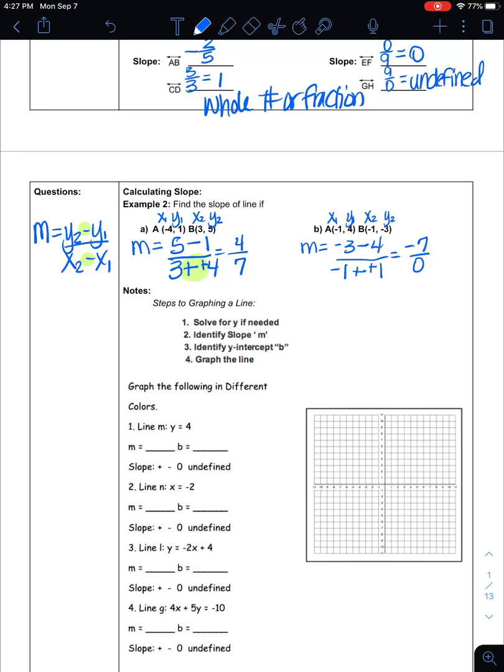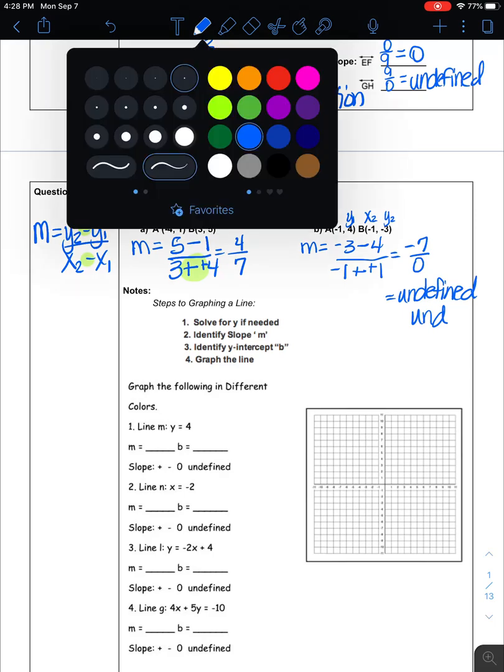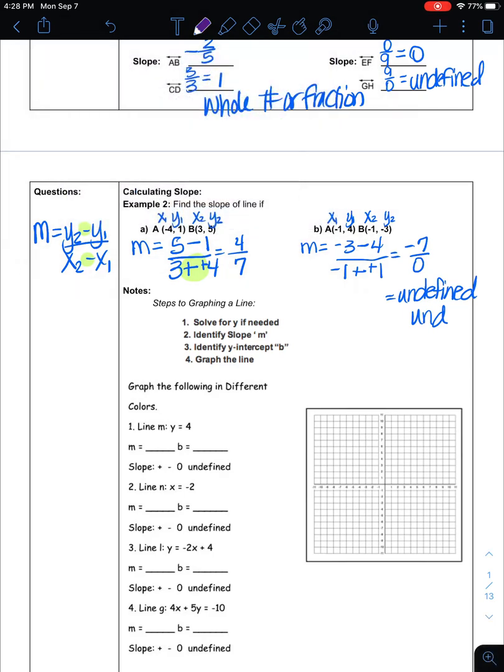Remember, anything over 0 is undefined. Don't ever leave your answer as 7 over 0 or a number over 0. Always rewrite it as undefined. You could also put UND for short. Okay, so we've got slope is rise over run. We can do it by calculating it, or we can get it off the graph.